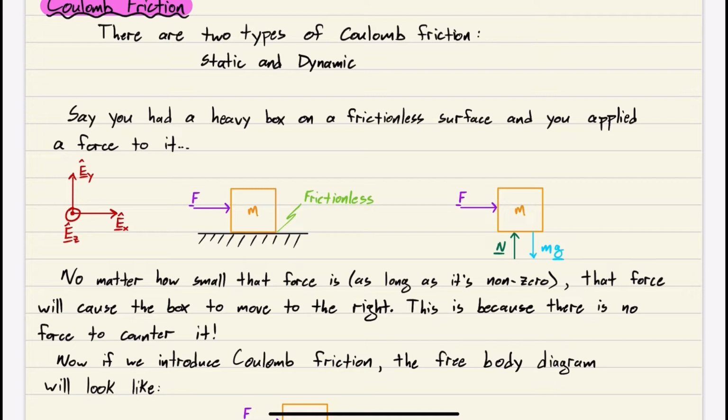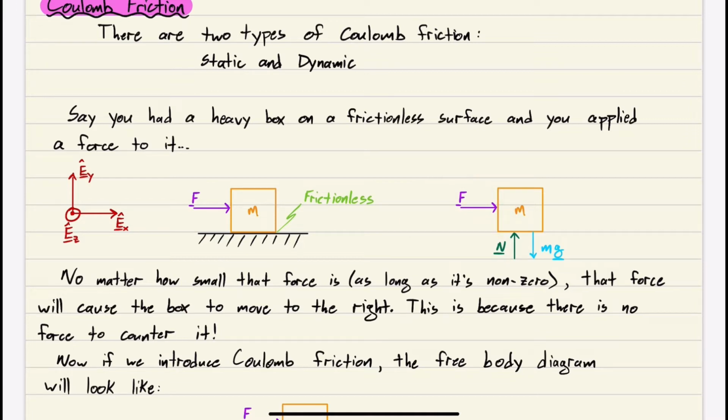If we drew our free body diagram, it would look something like this. We would have gravity pulling the box down, and then an equal and opposite normal force, because the normal force is what keeps our box from just going through the ground to the center of the earth. That's what keeps it on the ground; it counteracts gravity. And then we have the force that we're applying to the box, and that's it. There's nothing countering our force, F, this purple force.